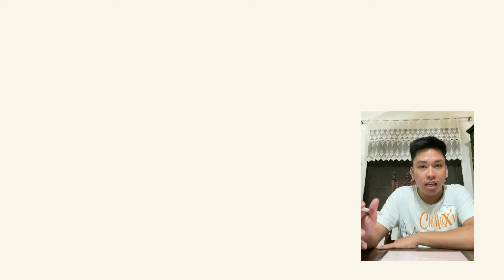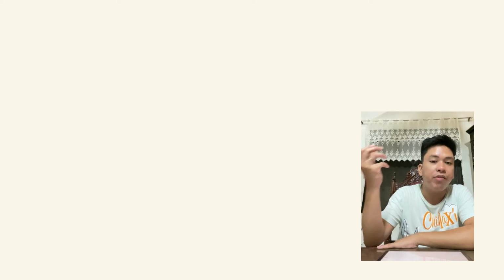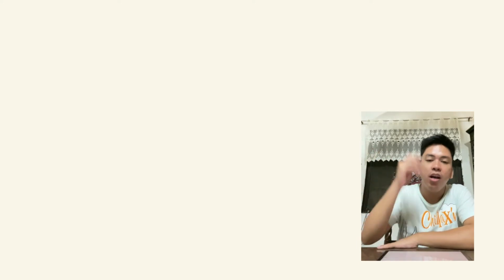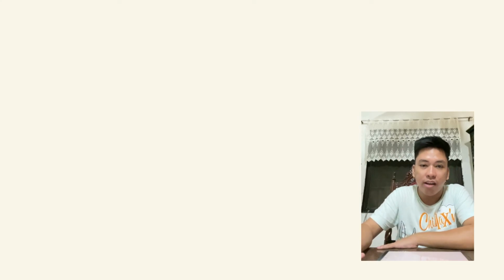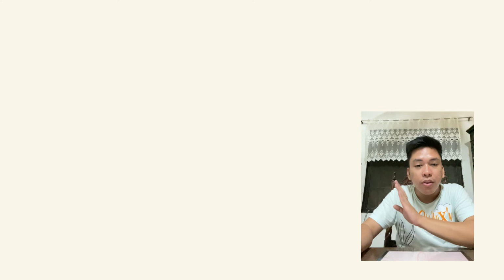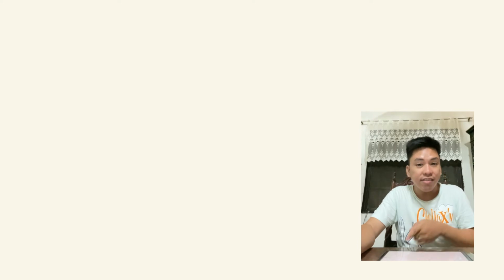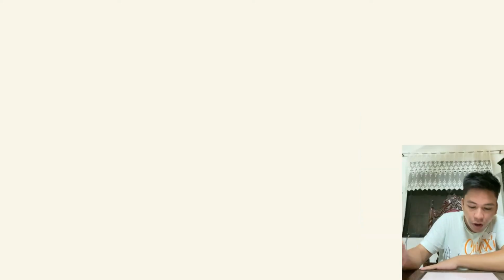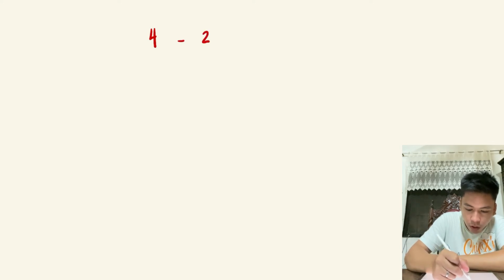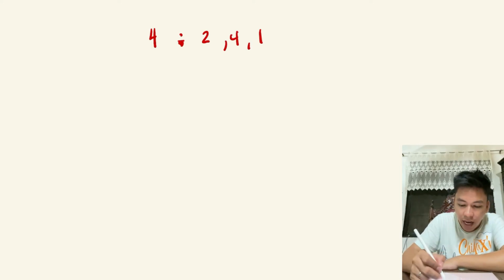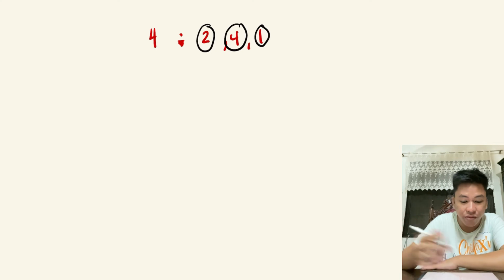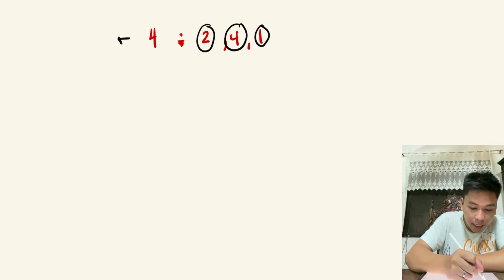Tinatawag natin itong factor tree. But before that, let's recall first what are prime and composite numbers. So, I think this is basic to us what are prime numbers. When we say prime numbers, those numbers whose divisors are 1 and itself. Say, for example, 4. 4 can be divided by 2. Can also be divided by 4. Can also be divided by 1. So, the divisors of 4 are 2, 1, and 4. So, tatlo sila. So, hindi siya pwede. Therefore, hindi siya prime. So, automatically composite siya.